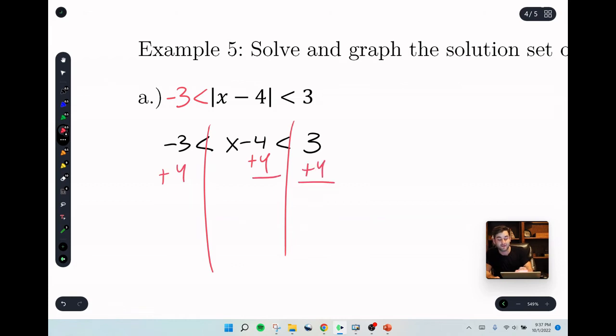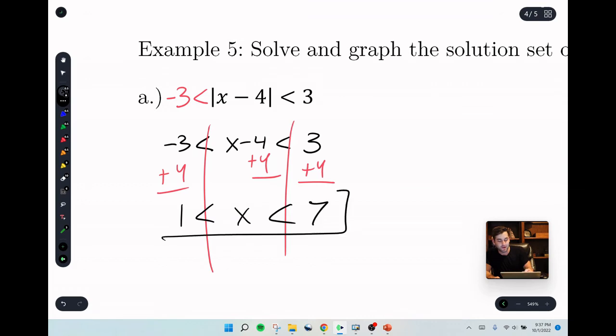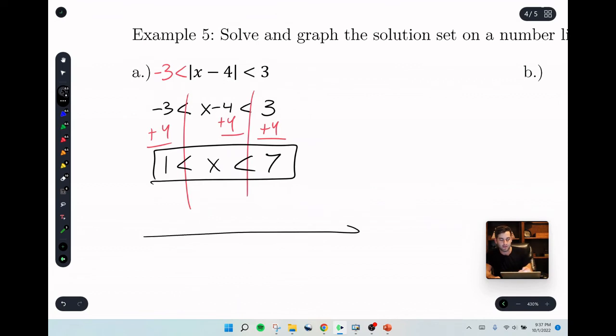It's kind of fun that you get to do it on 3 sides instead of 2 sides now. 1 is less than x is less than 7. You are done. I'll let you set builder that. I'll let you graph that. I lied. I want to graph it because it's so fun.